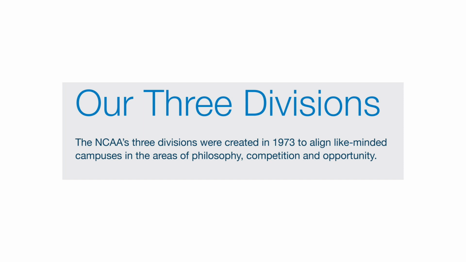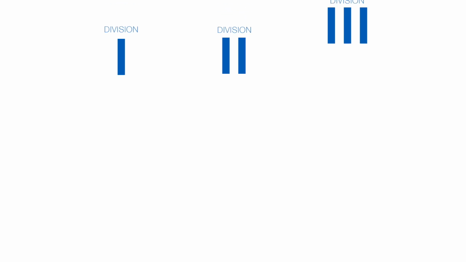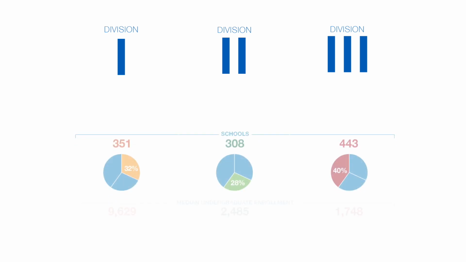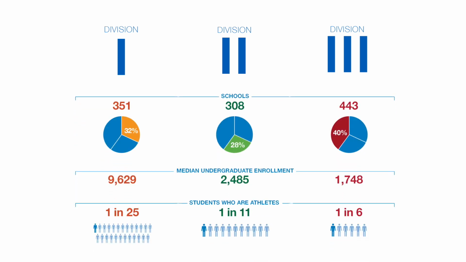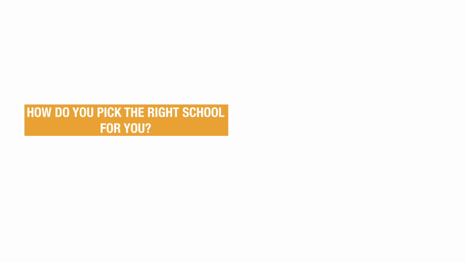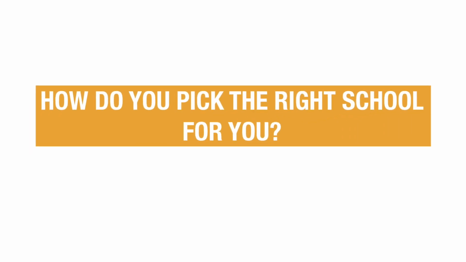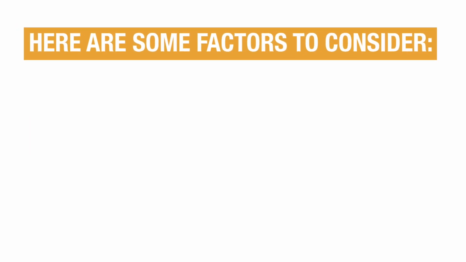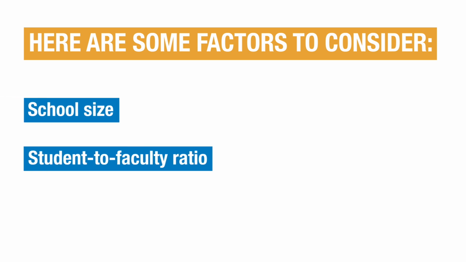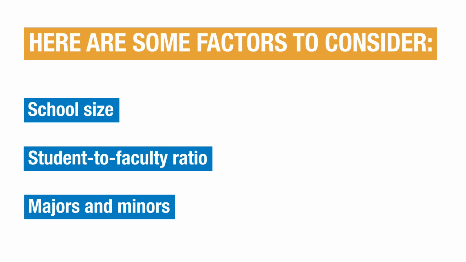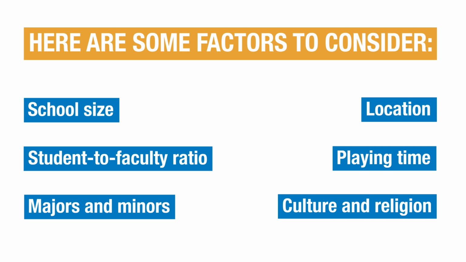The NCAA is made up of 3 divisions, Division 1, 2, and 3. Selecting the right division and school is an important part of the college experience. But with over 1,100 member colleges and universities in the NCAA's 3 divisions, how do you pick the right school for you? Here are some important factors to consider: school size, student to faculty ratio, majors and minors, location, playing time, culture and religion.